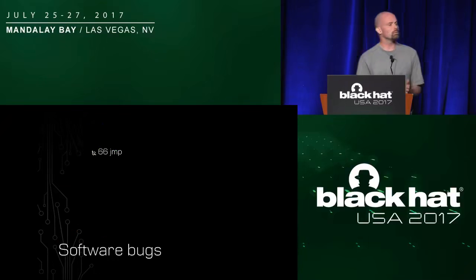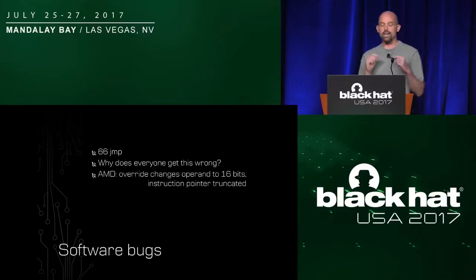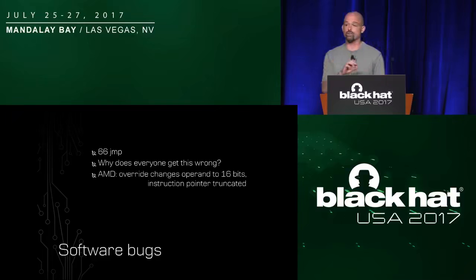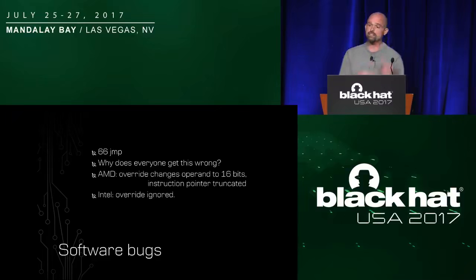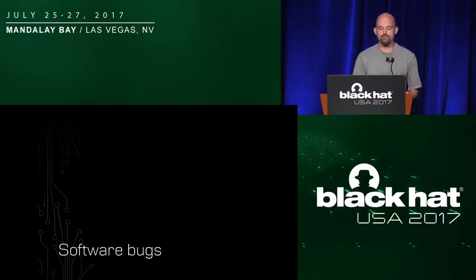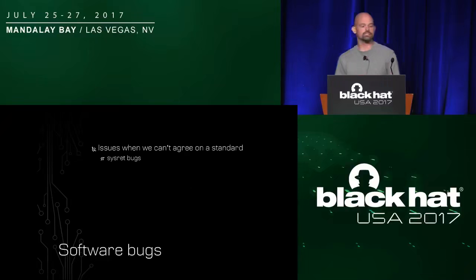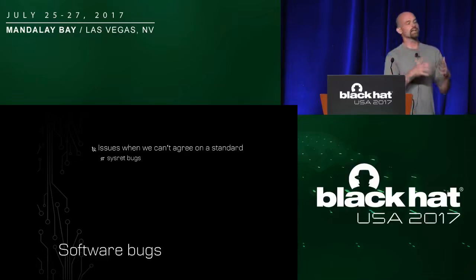And I was curious about why does everybody screw this instruction up? And I think the answer is AMD processors actually obey that instruction. That 66 override changes the operand size to 16 bits on an AMD processor, whereas Intel processors are actually ignoring that prefix. So it's a really interesting difference in the architecture. And whenever we can't agree on a standard for our architecture, bad things start to happen.